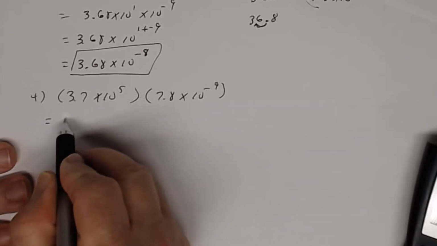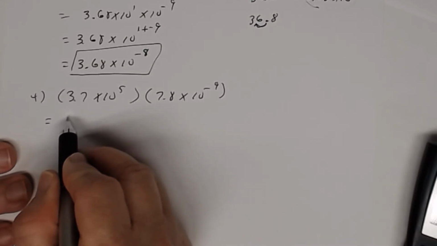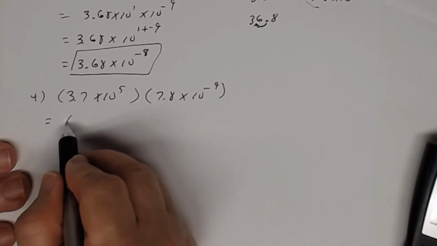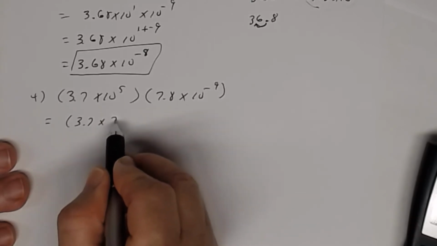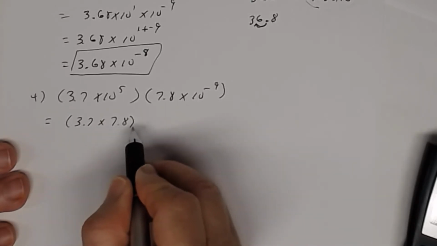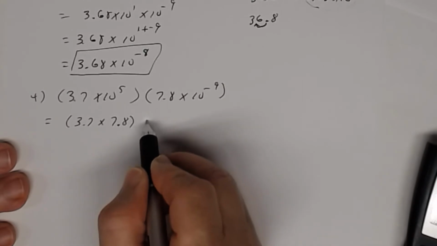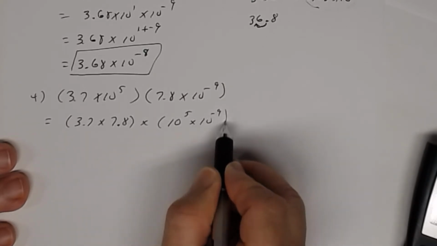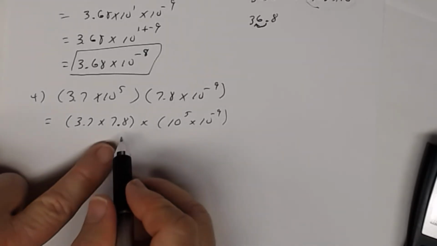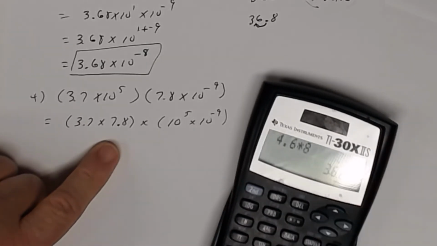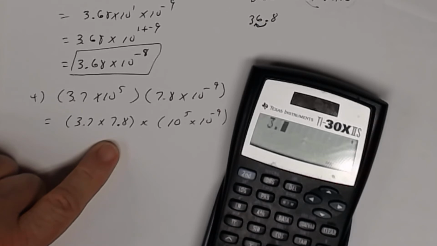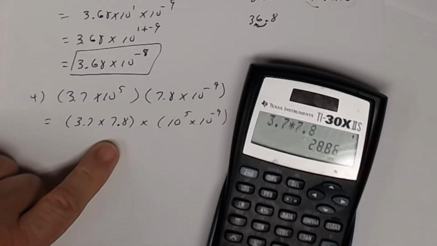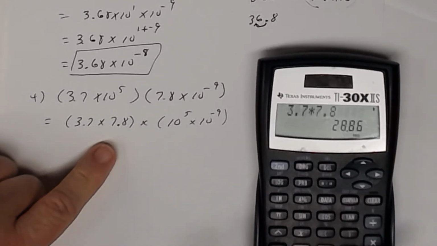So the fact that it's multiplication implies that I can regroup because multiplication is commutative. The order in which I multiply does not matter. So I'm going to put all of the coefficients together, and I'm going to put the powers of 10 together. Now 3.7 times 7.8, I'm going to just quickly use the calculator here because of time. 3.7 times 7.8 is 28.86, right?